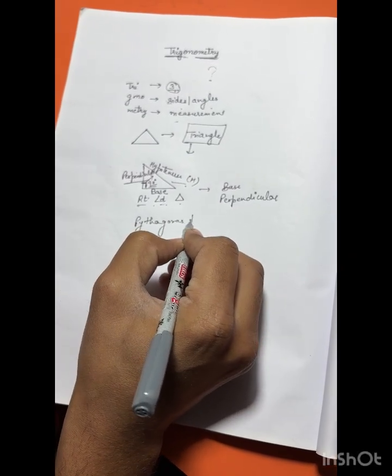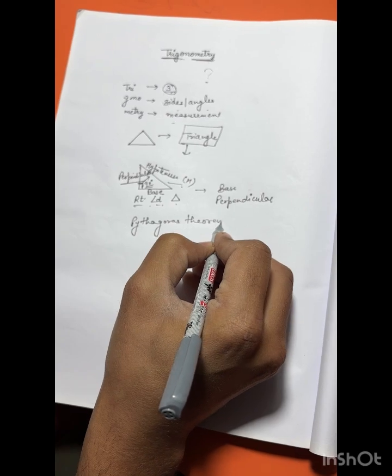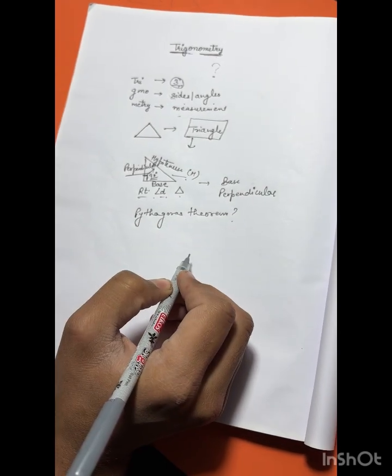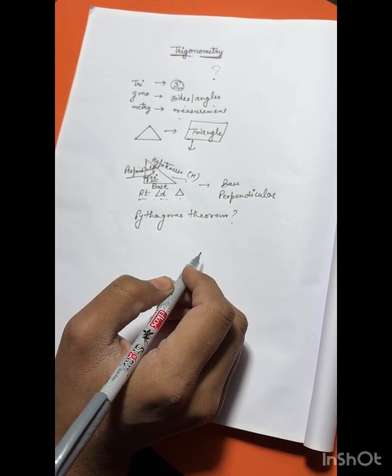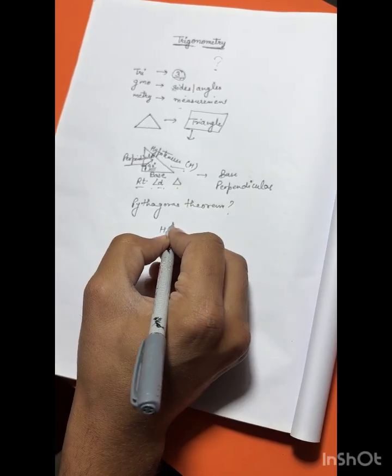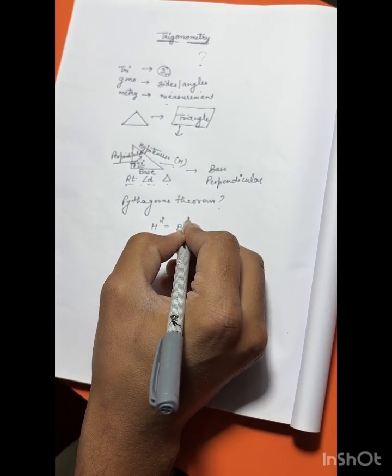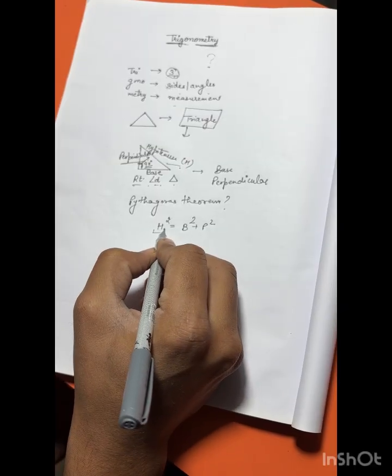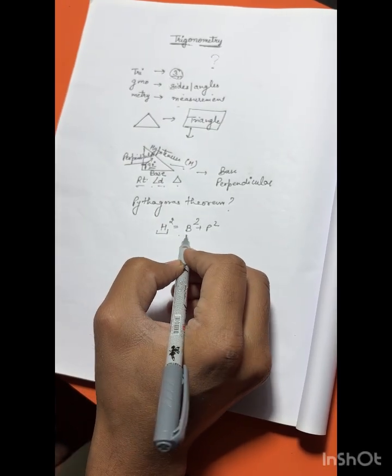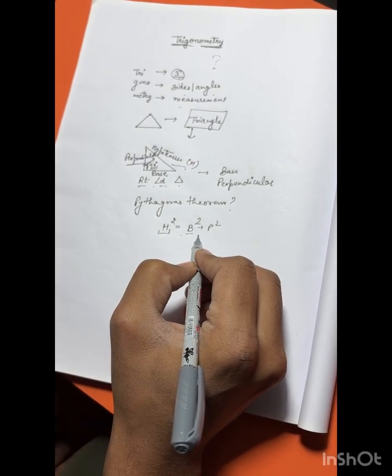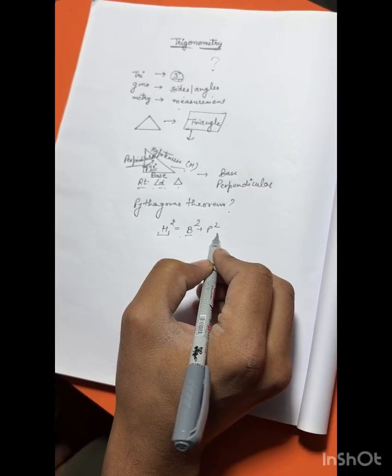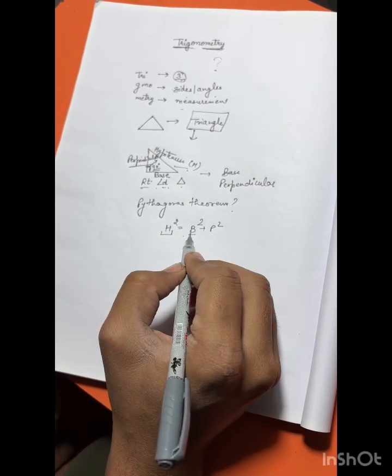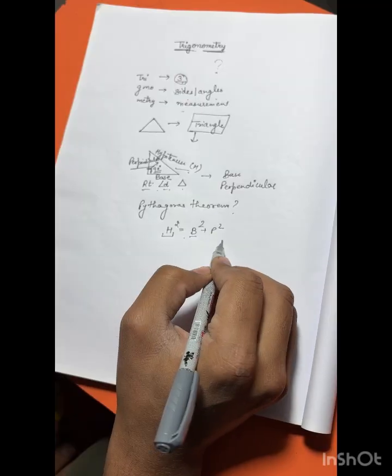What is Pythagoras theorem? You know? Yes, tell me what is Pythagoras theorem? What does it say? Good. It says h square equals b square plus p square. Means square of hypotenuse is equal to square of base and square of perpendicular. Means sum of base square and perpendicular square.